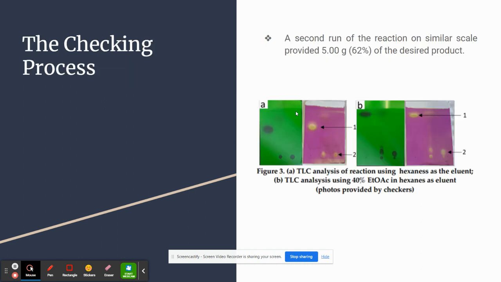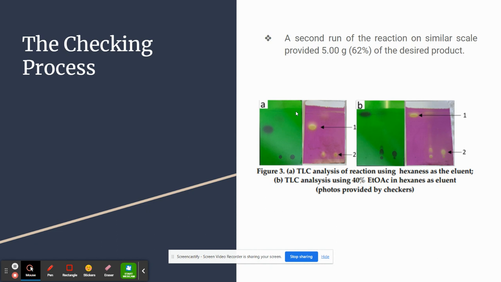The checking process. The checkers did add some comments in the notes of the paper. They added a second run of the reaction on a similar scale, which provided 5 grams, 62% of the desired product. And they added the TLC plate for the reaction. The first set of plates is with the product with the hexanes as the eluent.